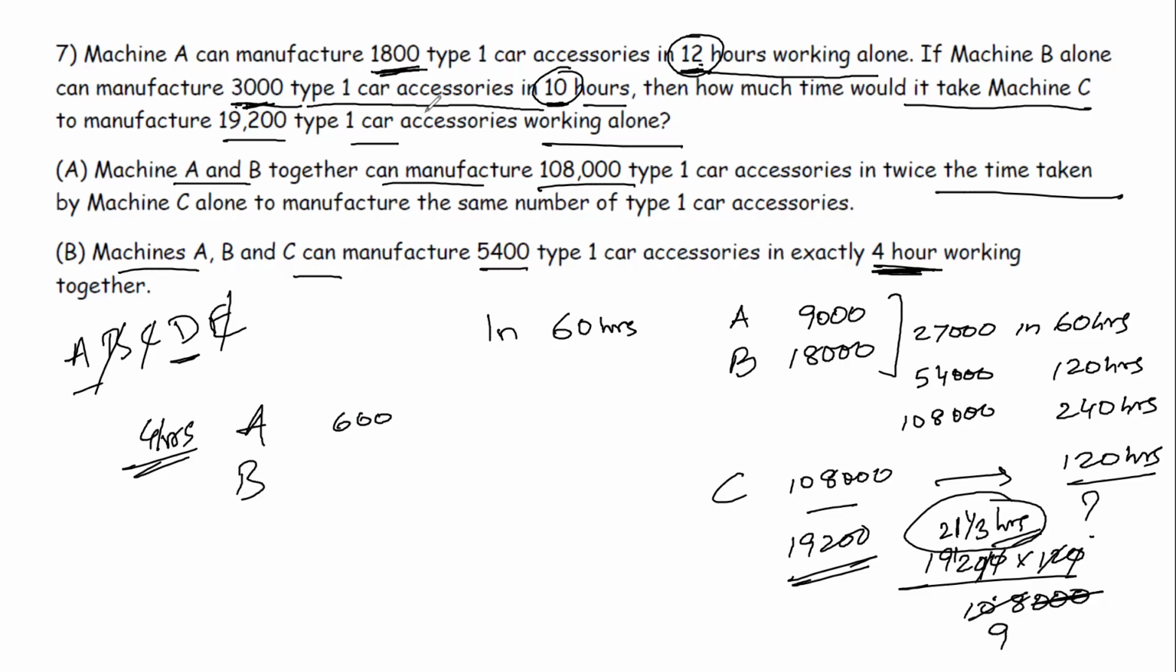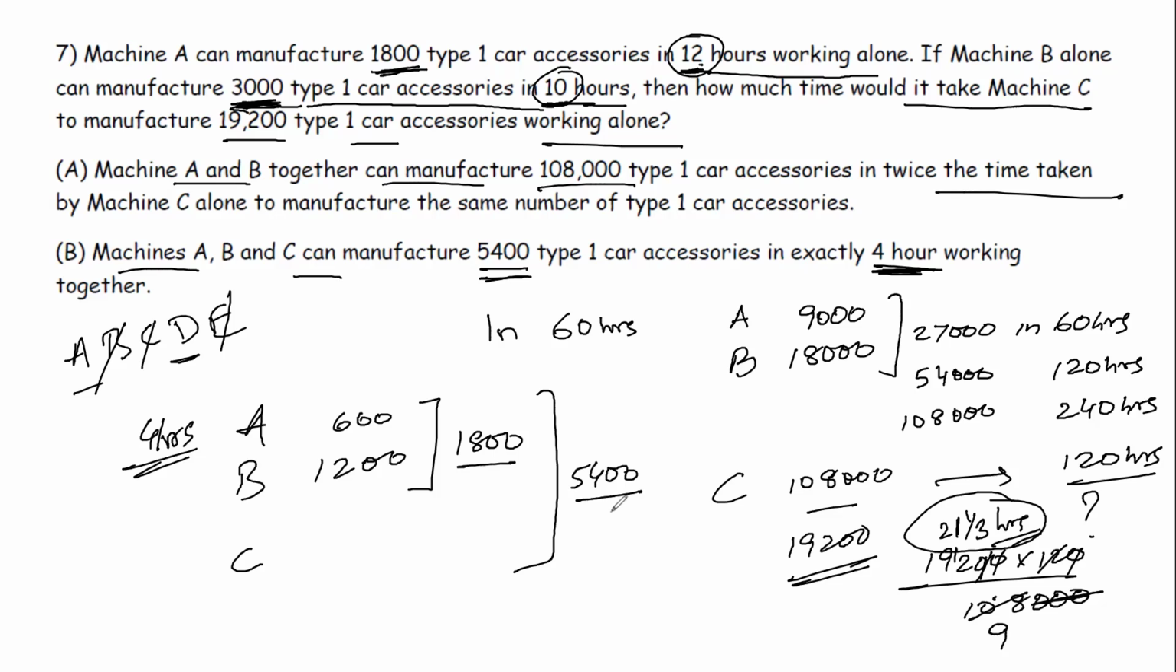Then B, okay. So we know that 3000 in 10 hours. So in 1 hour, it is 300. So 4 hours, 1200. Correct? So this is 4 hours. A and B did 1800. Out here it says 5,400. Correct? So how much should C have so that all of it together becomes 5,400?